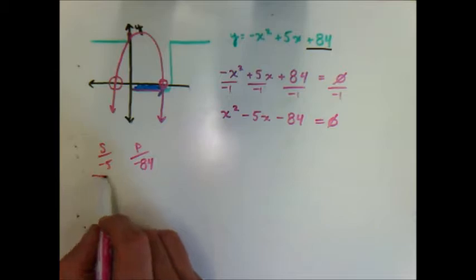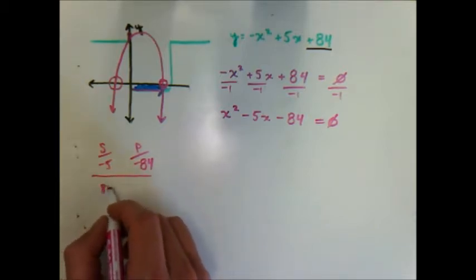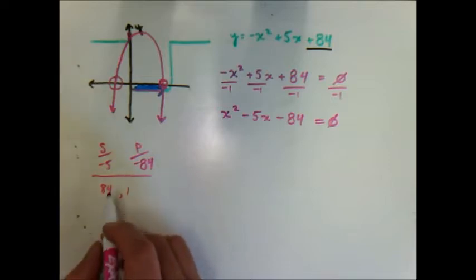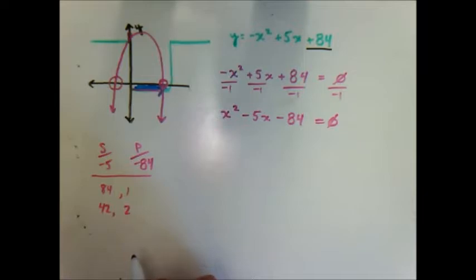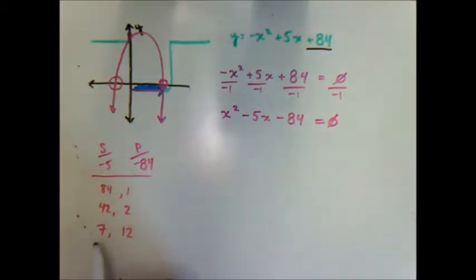Okay, factors that multiply to 84. 84 and 1, those aren't going to work. 42 and 2, those aren't going to work. Is there a factor of 3 of 84? You could get out your calculator for questions like this. I am just going to skip ahead to the right answer. Yes. They are 7 and 12, but here we need to multiply to negative 84. So which of these is positive and which of these is negative?